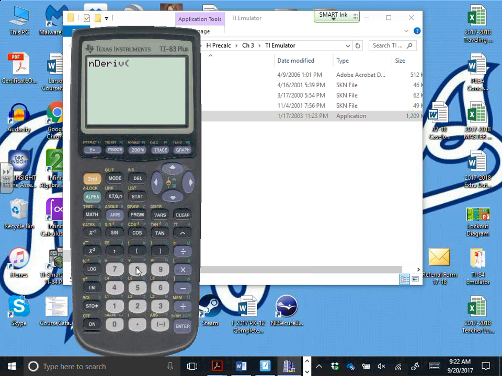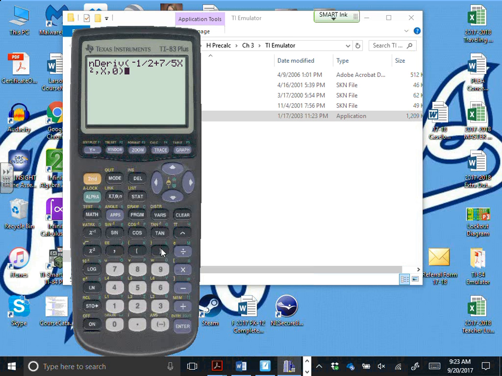What we are going to do, now if you have an 84, yours looks different. Let me go through the 83 first. We are going to put our function in: negative 1/2 plus 7/5 x squared. If you have an 83, you need to put a comma and say, I want you to take this with respect to x, and then comma, I want you to evaluate it at 0.